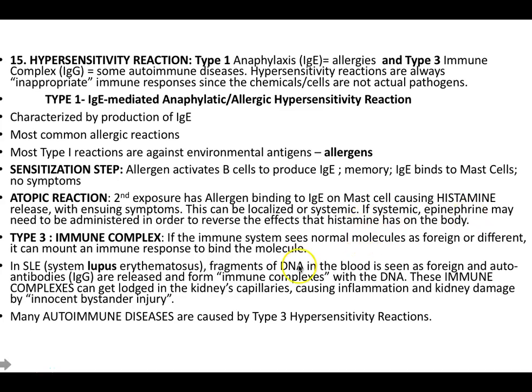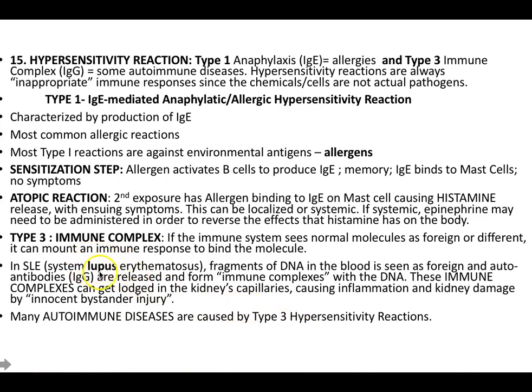Okay, immune complexes. Immune complexes are important because there are going to be several autoimmune diseases that we'll cover later that are due to type 3 immune complex hypersensitivity disorders. What happens in this particular case is the immune system sees a fragment of something as foreign or different. It's not a cell. It's a fragment of DNA. It's a fragment of an antibody. The one that's going to be on the exam is going to be lupus.